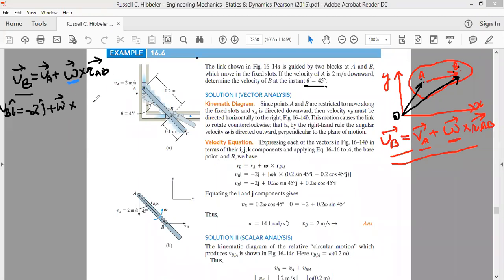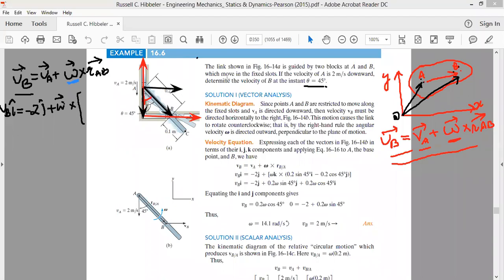As far as this RAB is concerned, now we have to write this RAB. We have to draw the radius vector from A to B. Once we draw the radius vector from A to B, this RAB vector can now be resolved. Now we know that this is our y-axis, and this is our x-axis, like this. Therefore this RAB can be resolved. This angle is given to us, this angle is 45 degree, therefore it will be having this as one of its components, and another component will be like this.